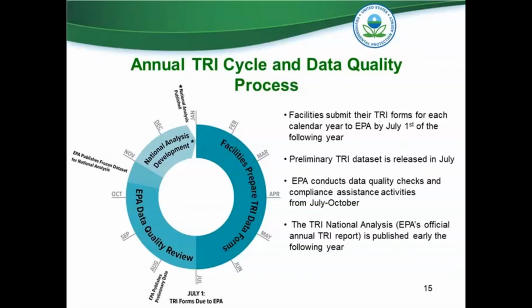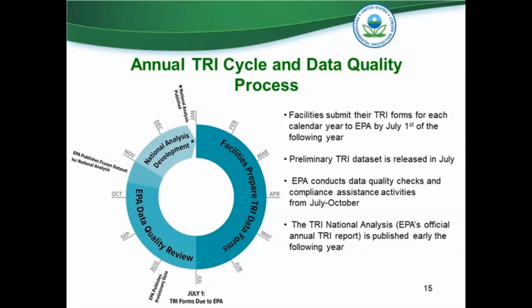The TRI data cycle is an annual cycle. As I've mentioned earlier, TRI information is reported to the EPA each year. The deadline for facilities to report their TRI forms is July 1st of the year following the reporting year. So for example, we are quickly approaching that date now. So the forms that are due to EPA on July 1st of this year will reflect TRI data for calendar year 2020.